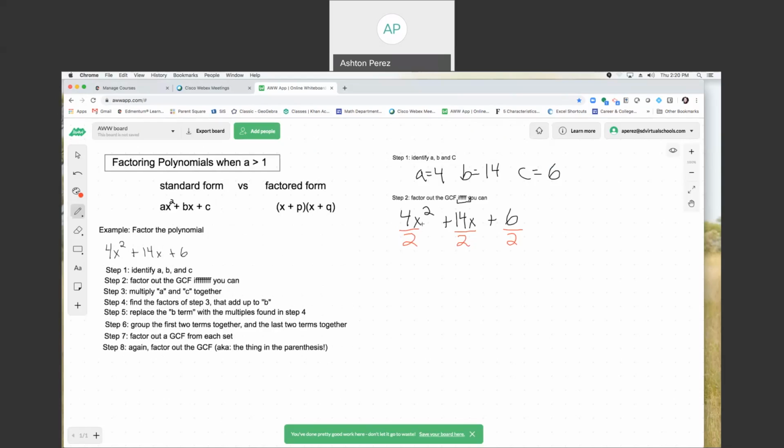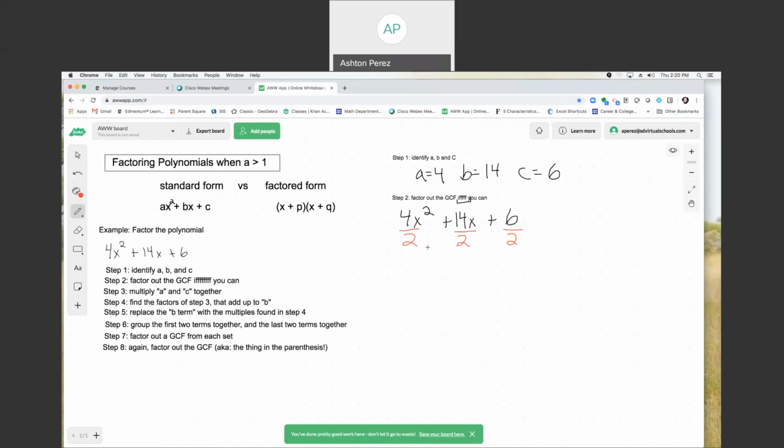And another thing I want to note is that you not only have to look for a multiple of the coefficients, but you also have to look for variables. So you have to say, okay, do they have any variables in common? Well, these two have an x in common, but this guy doesn't have anything. So we cannot pull out a variable unless all three terms have a variable. Okay, but if all three have the same variable, then you can pull out a number of them.